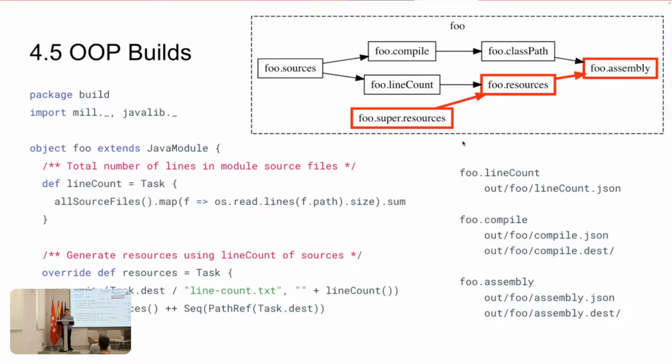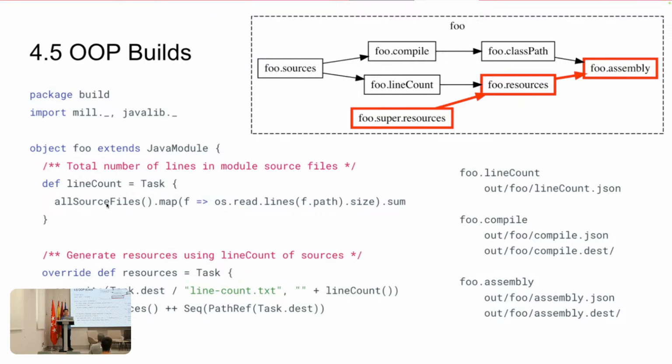And lastly, Mill is able to handle invalidation for you. So if you touch the resources folder, that's now called super.resources because we overrode it. Mill can just do a breadth-first search, see that foo.resources is upstream and foo.assembly is downstream, so Mill knows it needs to recreate the assembly. Mill knows where the assembly is stored because it's all stored in the .dest folder, so Mill knows where to delete it. Mill also knows that it can reuse compile and lineCount because they did not get changed. And Mill knows that the compile and lineCount metadata and files data are all in these standard locations on disk.